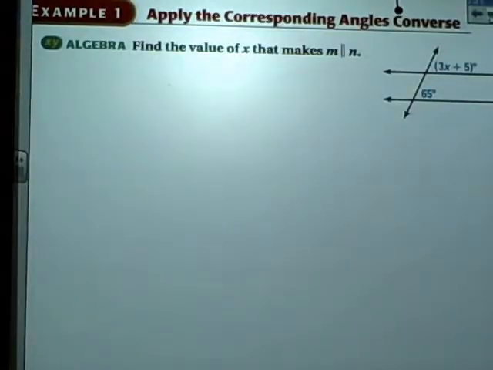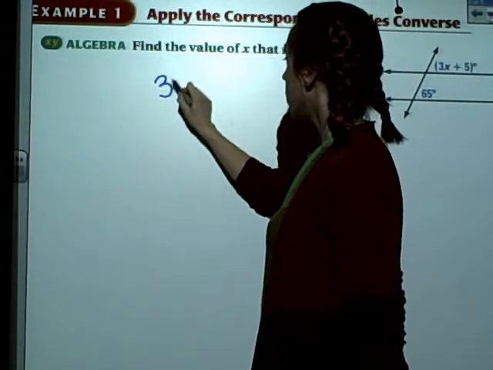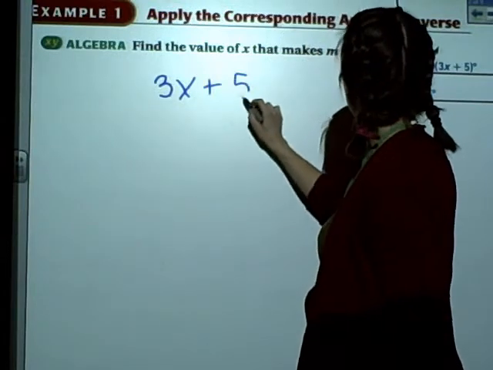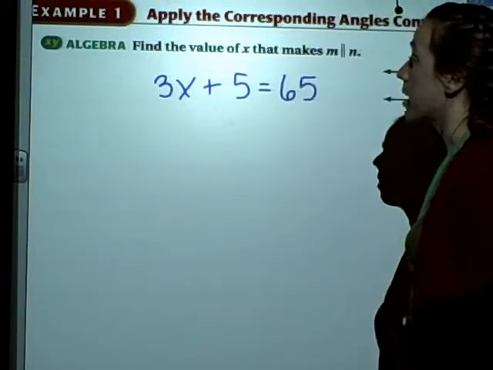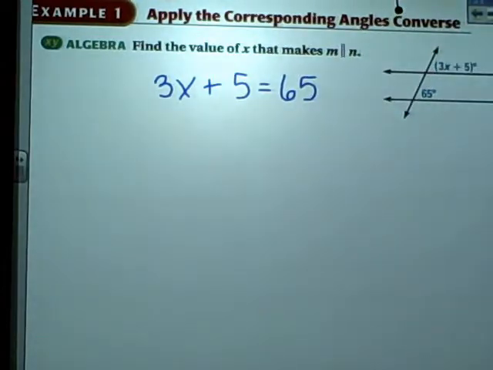Okay, for this example, we want to use that corresponding angles converse theorem, postulate, to help us solve for x. So we want to find the value of x that makes m parallel to n. Now we know from that theorem, if we want them to be parallel, those corresponding angles have to be congruent. So we can make an equation from these two angles. We can say 3x plus 5 is equal to 65. Okay? Now we have an equation.